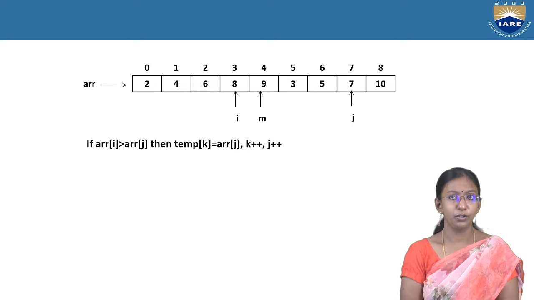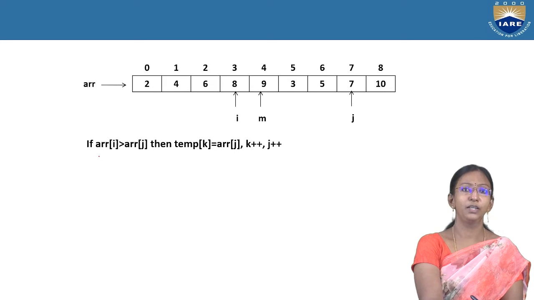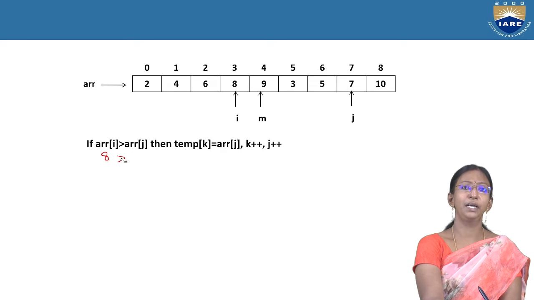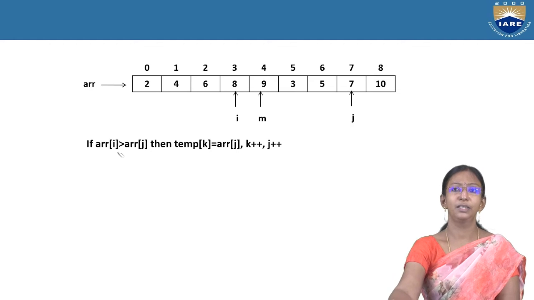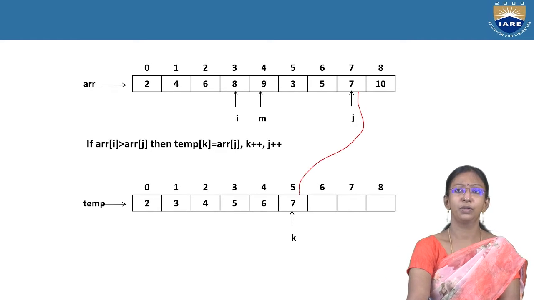Now i is pointing to 8, whereas j is pointing to 7. So the element pointed by j is lesser. So this time j has won the battle. So copy the element pointed by j to temporary. Right? So I have copied 7 to temporary.